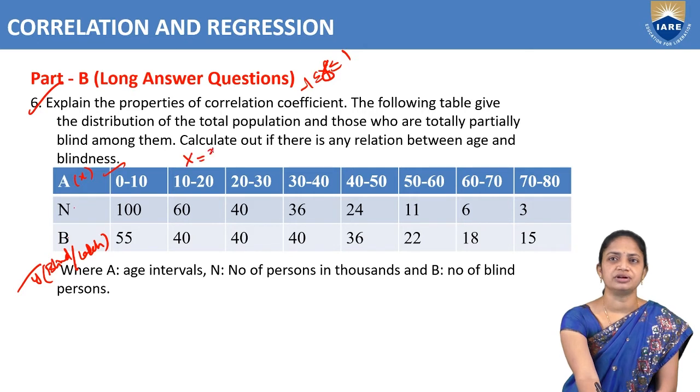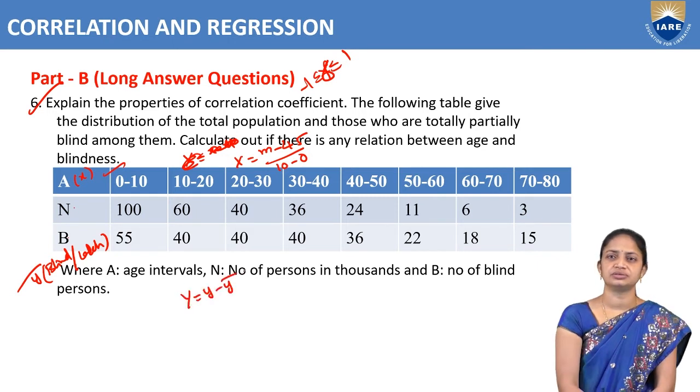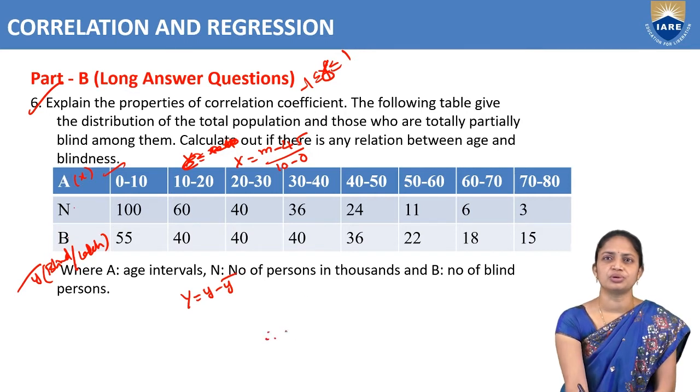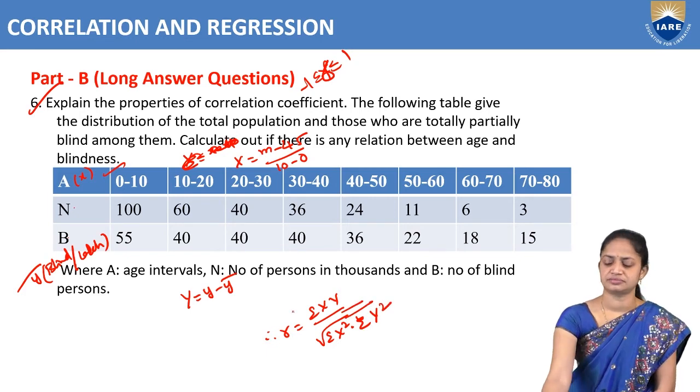Where capital X equal to x minus some mid value, which is 45 now, divided by 10. So this is capital X value, where we know that capital Y equal to y minus y bar. Therefore the correlation coefficient is always denoted with r. That is equal to summation xy by the root of summation x square into summation y square. So this is the formula for the sixth question.